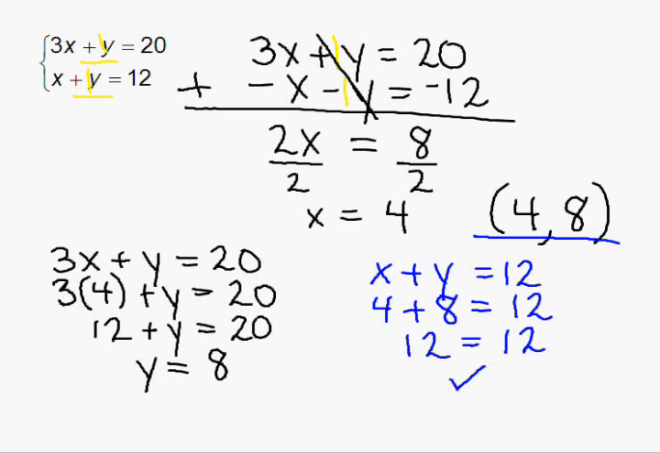But let's use the second equation as a test. Our second equation tells us that x plus y has to equal 12. So replacing 4 for x and 8 for y yields the equation 12 equals 12. And since that's a true statement, our ordered pair does satisfy both equations and therefore is the solution.